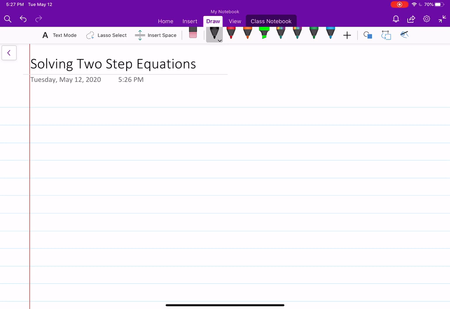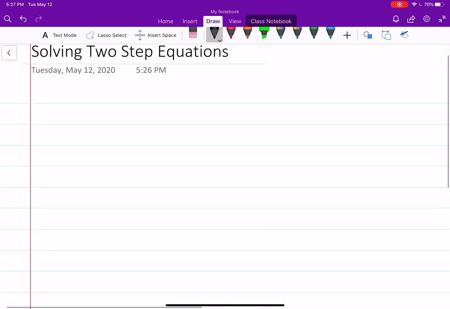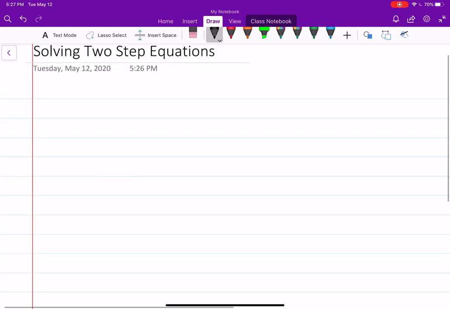All right, so today we're talking about two-step equations, meaning we're combining the addition with subtraction and the multiplication and division all together as one. So when I'm talking about this, I'm going to give you some steps, okay? So steps to solve two-step equations.